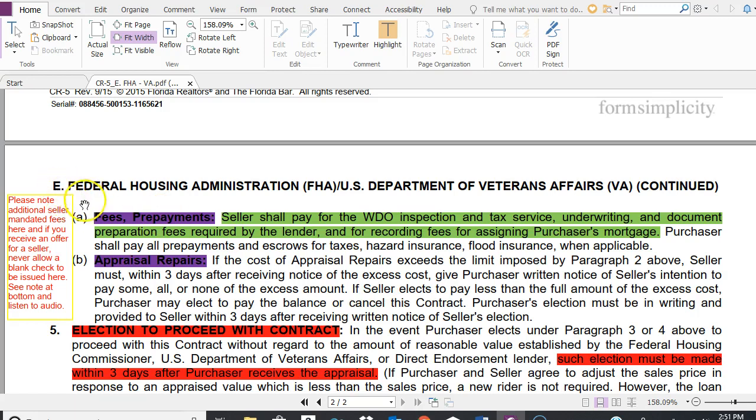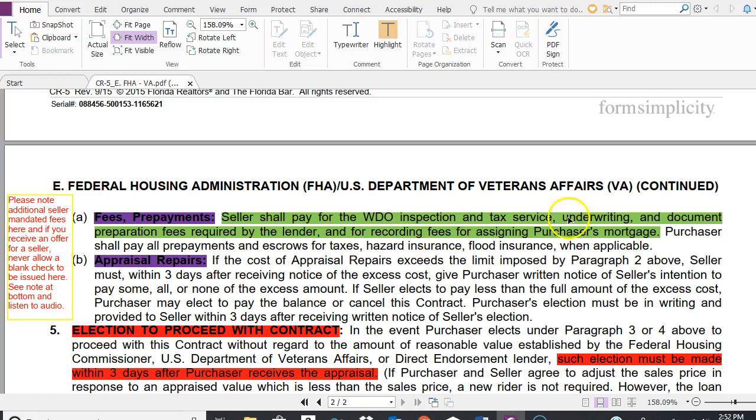Please note here in paragraph 4A, the fees and prepayments. Remember, we only had one. It was a tax service fee in the FHA addendum above. Here, this has WDO inspection, tax service, underwriting, and doc prep fees required by the lender, and for recording fees for assigning a purchaser's mortgage. That could be expensive. All right. So again, I would encourage you to find out what those are so you can get those addressed and communicate that effectively to all parties. If you represent the seller, make sure you understand that that is a blank check.